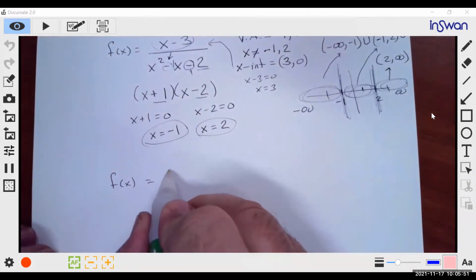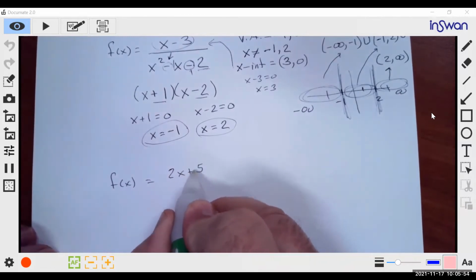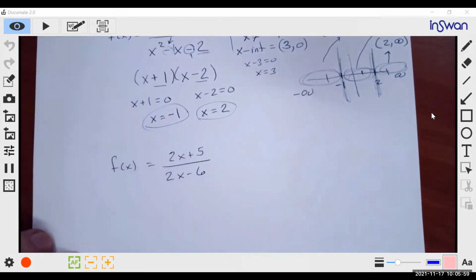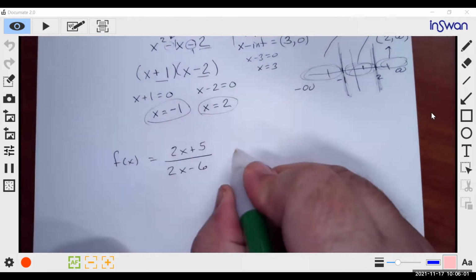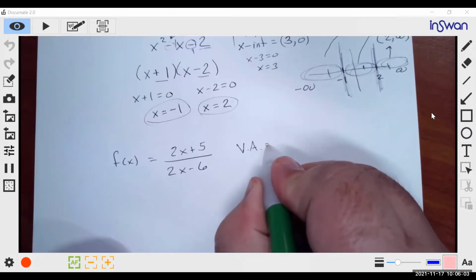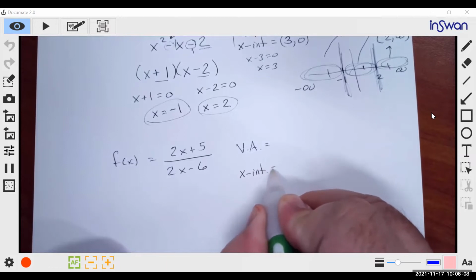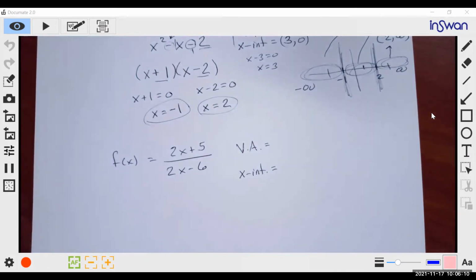Okay, next one. 2x plus 5 over 2x minus 6. What is my vertical asymptote? And what is my x-intercept? Can you have multiple vertical asymptotes and multiple zeros, x-intercepts? Yeah. You can have as many as the equations tell us, but you can only have one horizontal and one oblique asymptote.